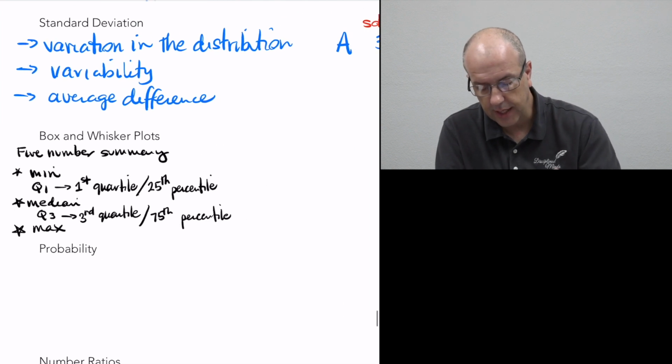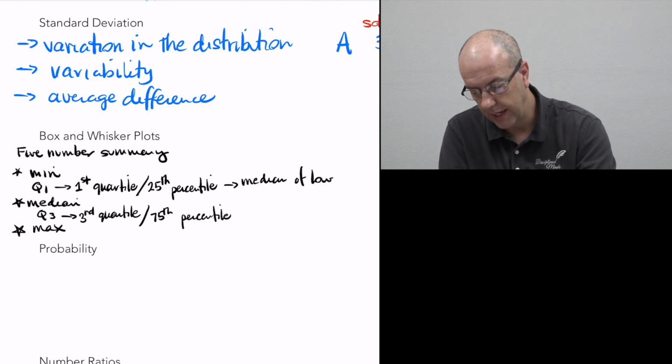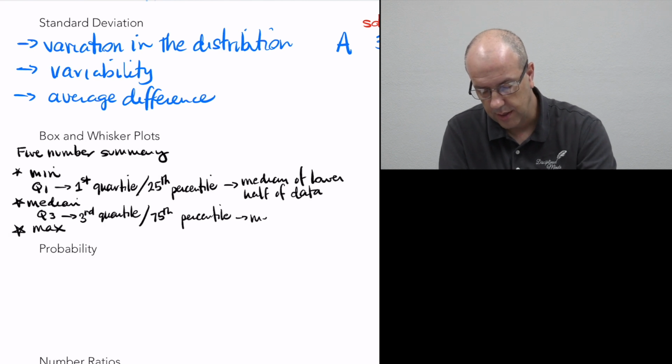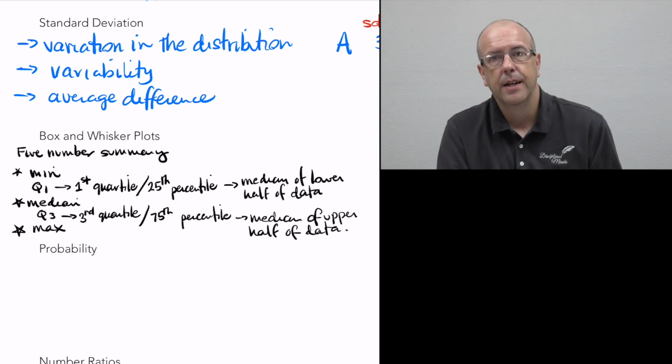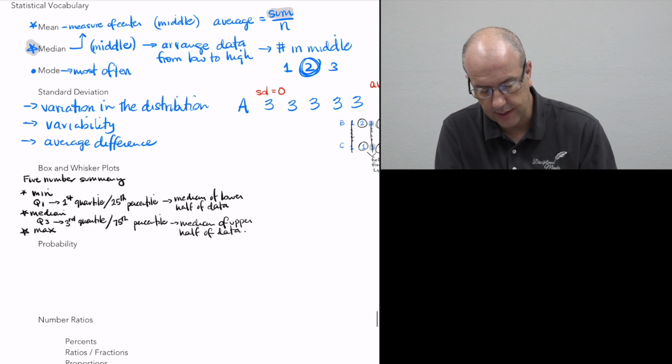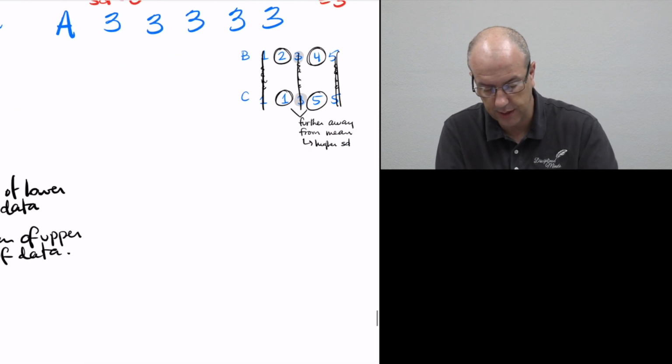Now that's okay, but I'd rather you understand this as the median of the lower half of the data and the Q3 is the median of the upper half of the data. Okay, so all we're doing is we're breaking up the data into halves and saying what is the median of that piece, right?